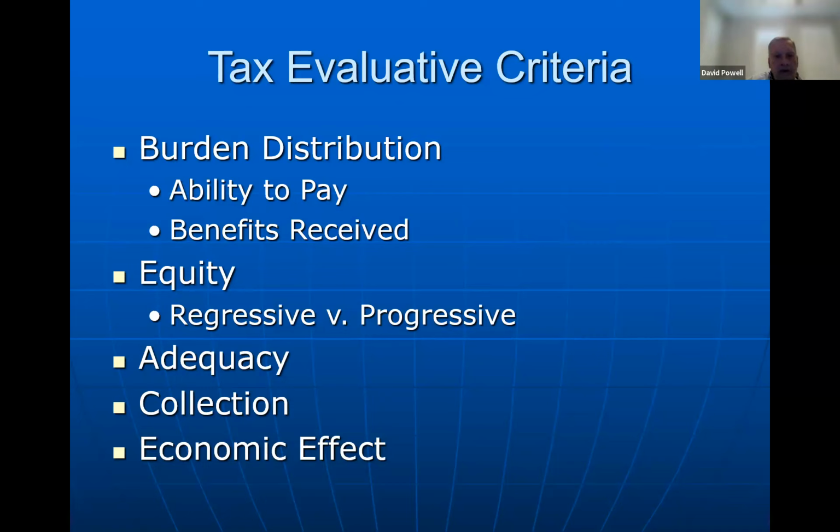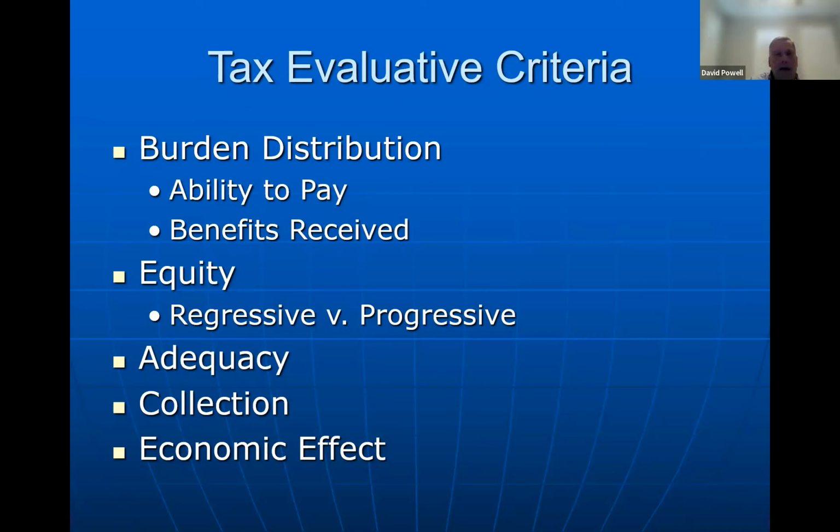Then your fifth and final evaluative criteria is economic effect. And here we're really looking at a two-way street. We're asking the question, how does the tax affect economic activity? And then how does economic activity affect the amount of tax revenue we are able to generate? Some forms of taxation are very well insulated from economic fluctuations. Some are very closely tied to economic fluctuations.